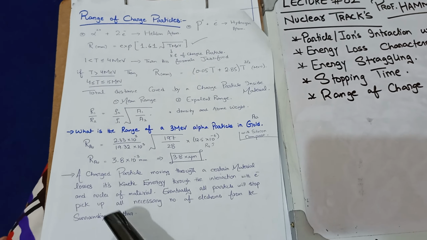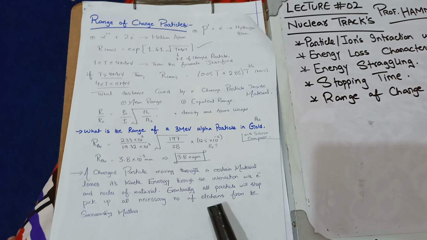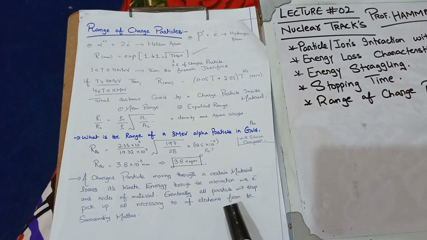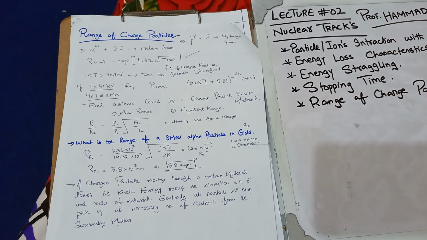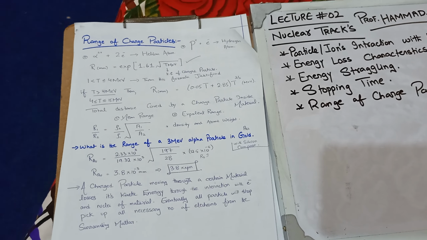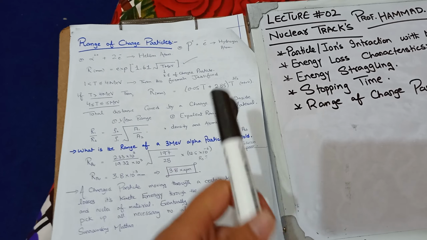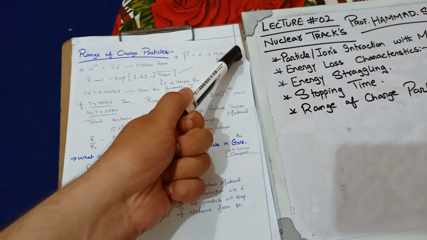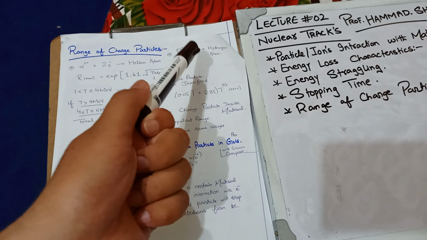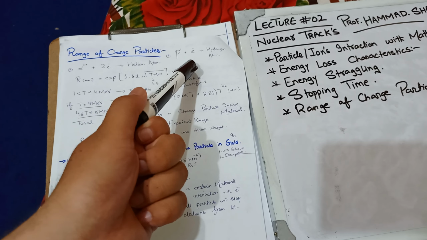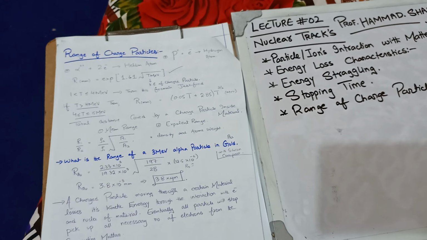It does so after picking up the necessary number of electrons from the surrounding material. When it stops, it picks up all the electrons from the surroundings. So this is basically simple. Let us illustrate with an example like a proton. A charged particle is coming. When it interacts with some matter having electrons, it becomes a neutral atom, and the neutral atom is the hydrogen atom.